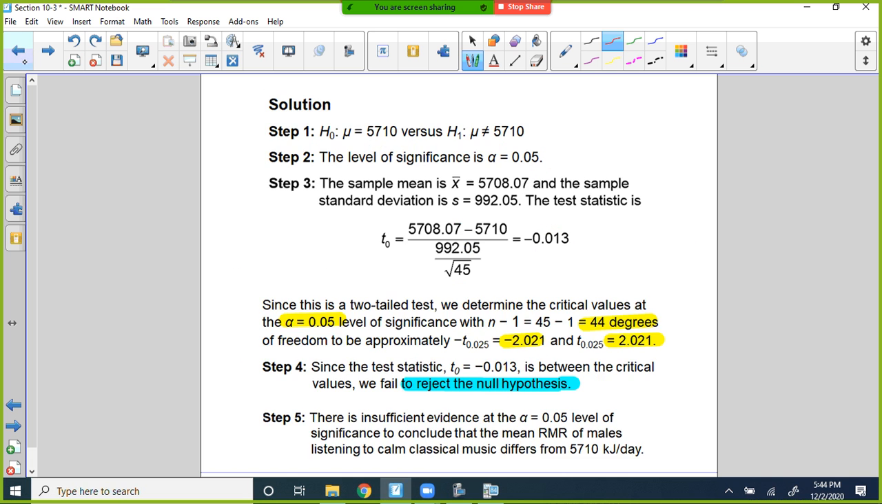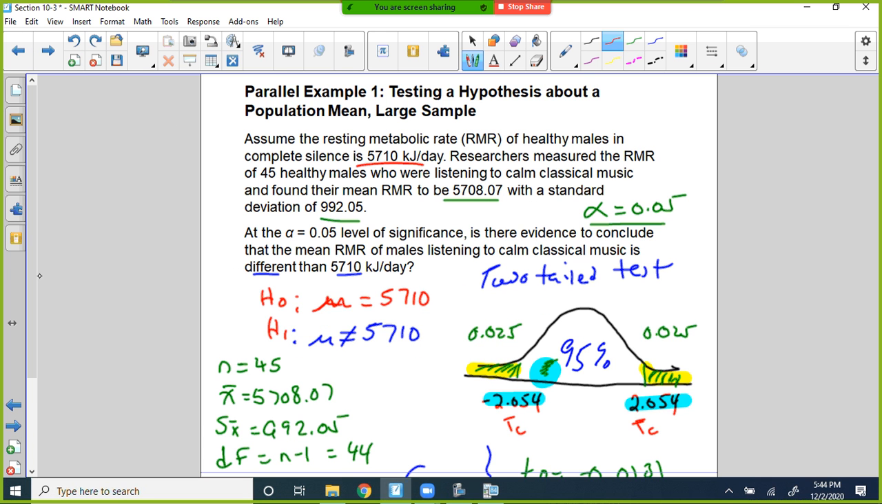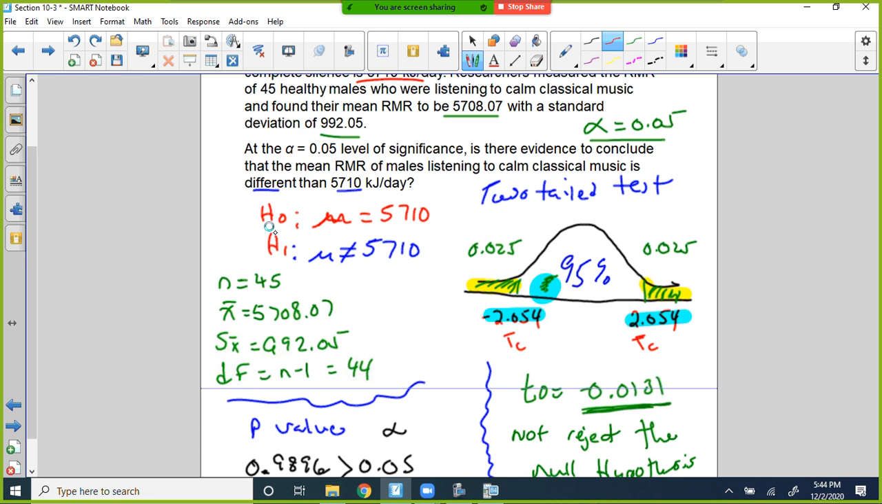So I want to go back through this, just summarizing. They gave us a mean, right? They said that, hey, it's 5710, and then they started giving us some sample information: our x-bar, the mean of our sample, the standard deviation of the sample, how many people were sampled. We've got the degrees of freedom here.